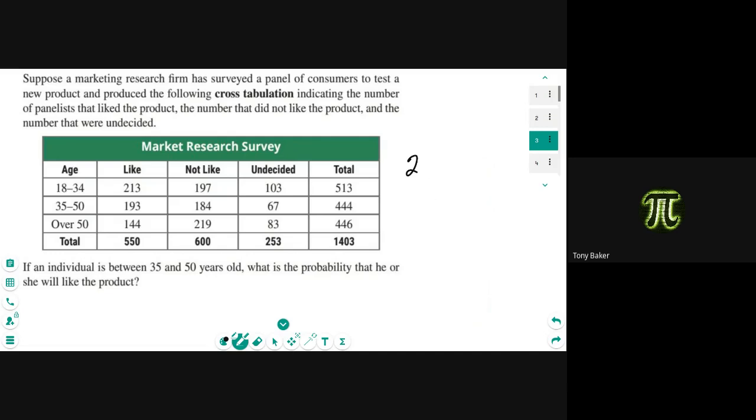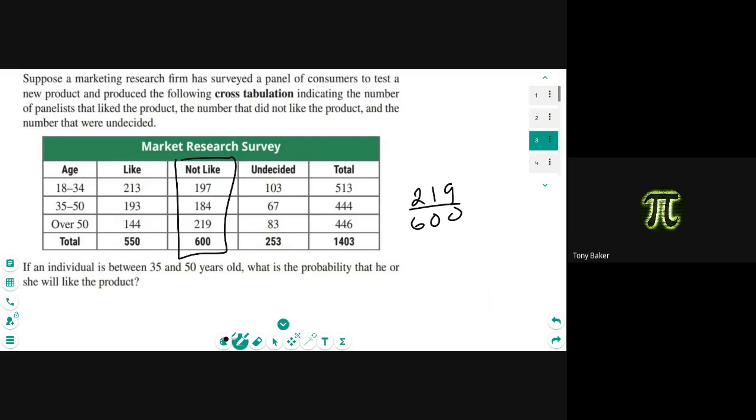So if I said, given that the person does not like the product, what is the chance that they are over 50? That is the 219 over 600, because that was the given. I said, given that the person does not like the product, so that's the group I'm looking at. What is the chance that they're over 50? That's the 219 over 600.